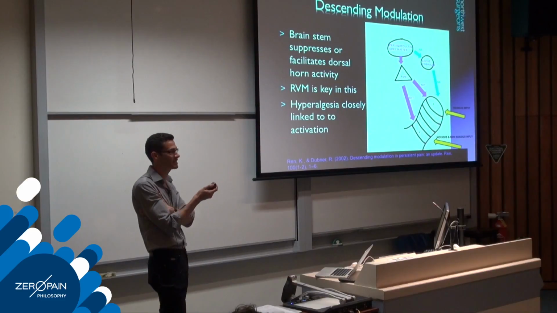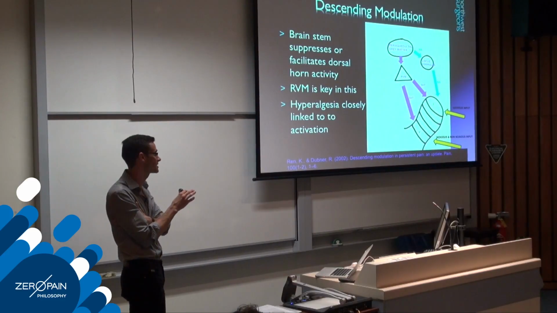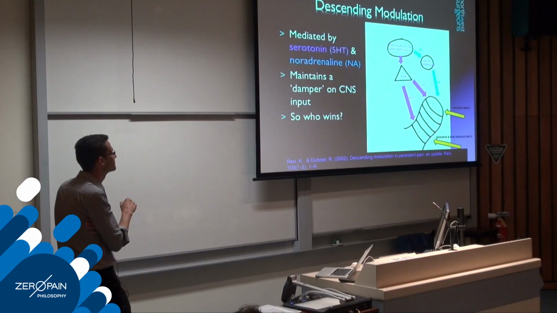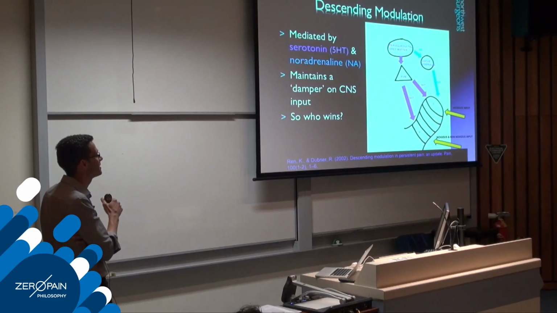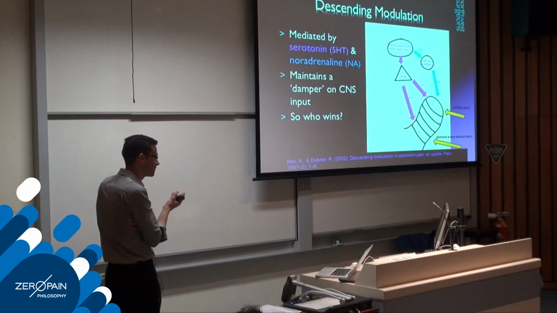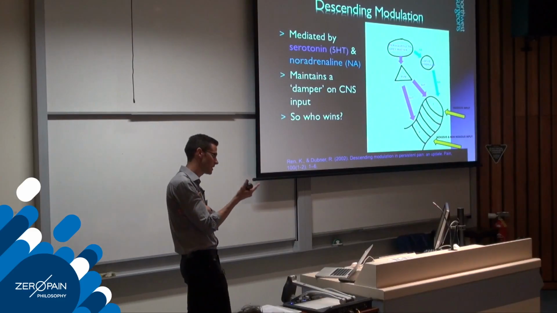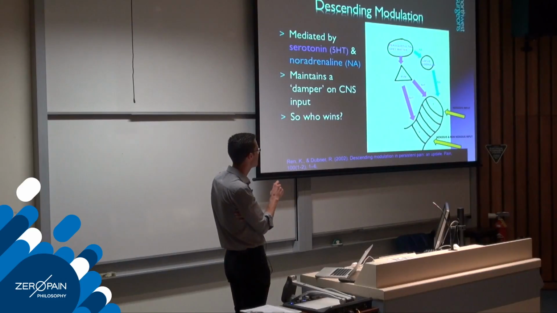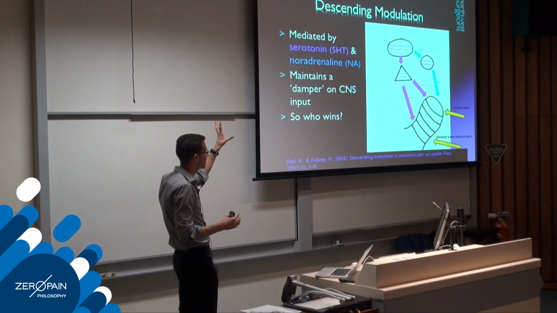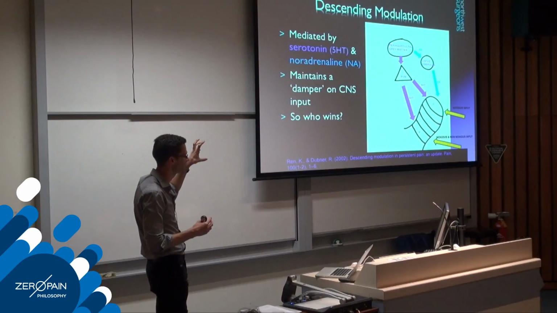And we know when the RVM is activated, hyperalgesia is very closely linked to that activation. This is a very interesting paper on the subject. The whole system is mediated by serotonin and noradrenaline, and you'll be familiar with drugs like the alpha-2s and Tramadol that have these mechanisms. The whole system is designed to maintain a dampener, so it just controls the input into the CNS. And you can see where I said before, the way we respond to pain is based on our previous experiences. There's a component of descending modulation where that's important as well.